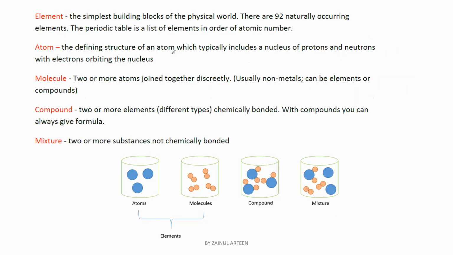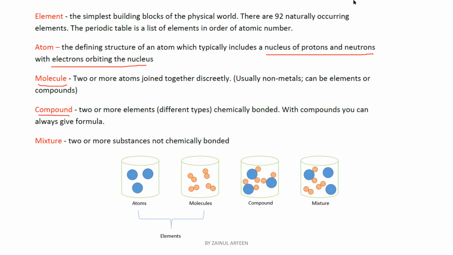About the atom we already discussed: the defining structure of an atom typically includes a nucleus of neutrons and protons, and electrons orbiting or moving around; we call that an atom. And when two or more atoms join together, it results in the formation of a molecule. And when two or more different types of atoms chemically join together, what will they form? They will form a compound.